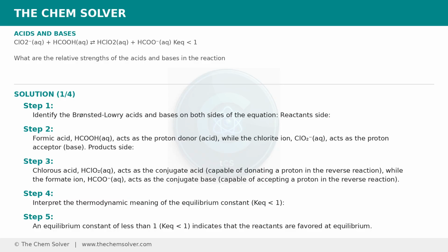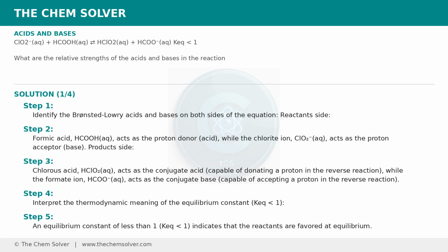Identify the Bronsted-Lowry acids and bases on both sides of the equation. Reactants side. Formic acid, HCOOH, acts as the proton donor, acid, while the chlorite ion, ClO2 to the power negative, acts as the proton acceptor, base.